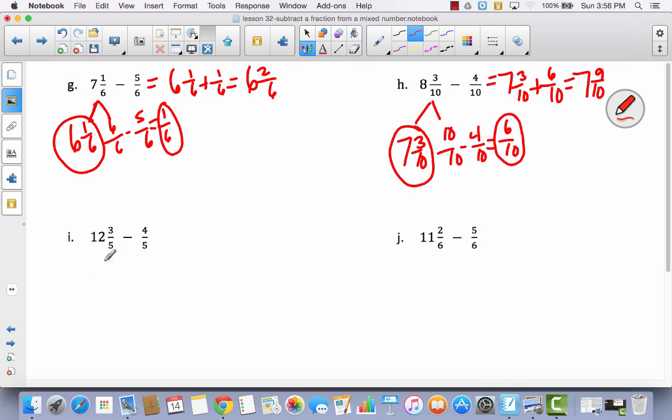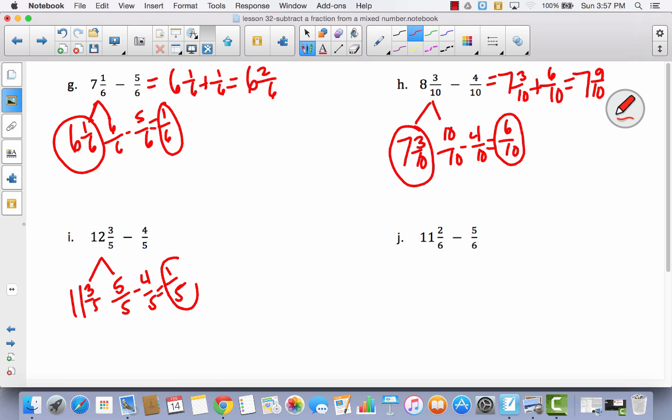Okay, try this one by yourself. Come back when you're finished and let's see how you did. Okay, so I have 11 and 3/5, and then I have 5/5. I'm going to subtract 4/5, and that leaves 1/5.